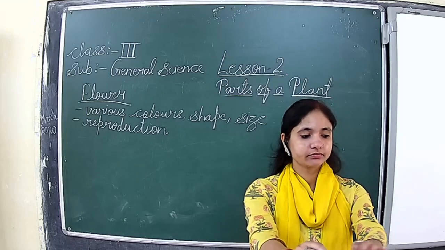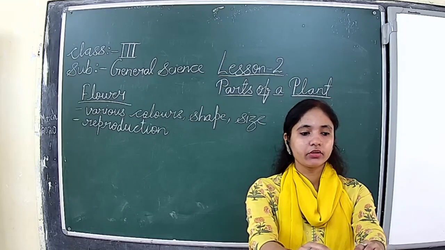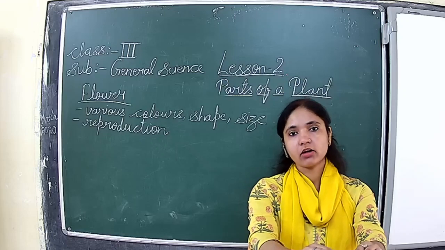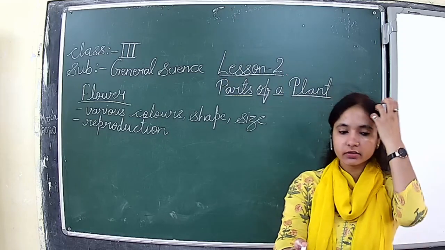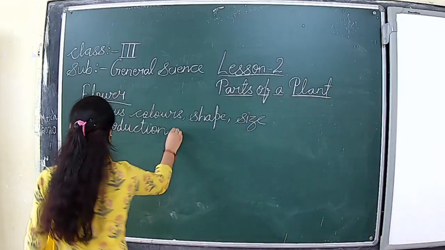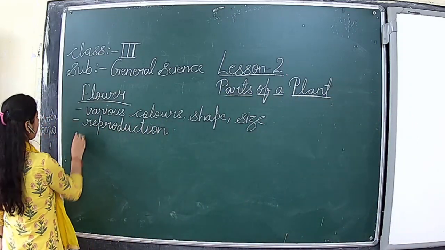So fruit develops from flower. How do the fruits develop? Fruits develop from the flower only. So this is the function of the flower. Now we will see the fruit.